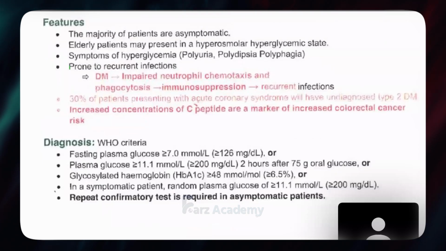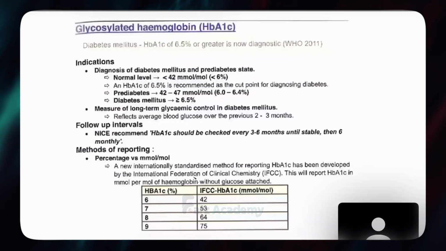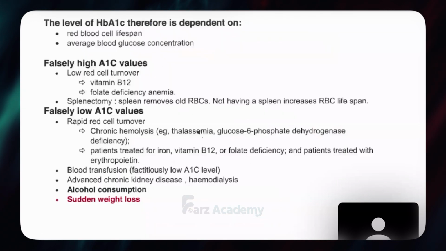These patients are prone to recurrent infections, and I think you all know the symptoms. For the diagnosis, we have already discussed. So, what is HbA1c? HbA1c more than 6.5% is diagnostic. Between 6 to 6.5% is pre-diabetic. And it should be checked every 3 to 6 months, then 6 monthly. So this is a nice recommendation. So again, you need to remember this.